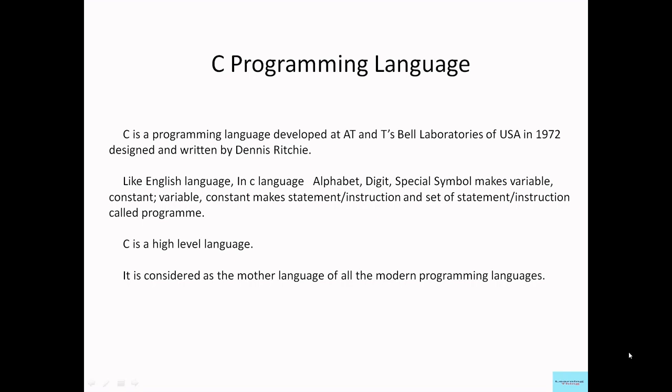Low level language requires an assembler for directly translating the instructions into machine language. What is an assembler? If we want to add, we write add 2, 3. How does the computer understand what add 2 and 3 means? The assembler directly converts add 2, 3 into 0 and 1 form. Then the machine understands that thing using the assembler.